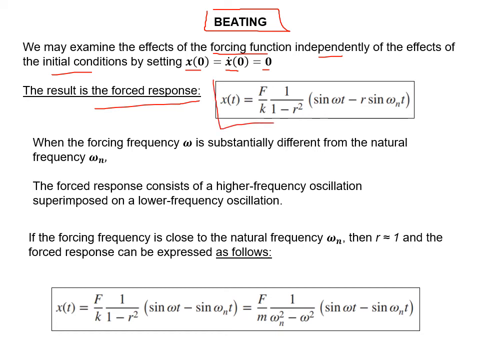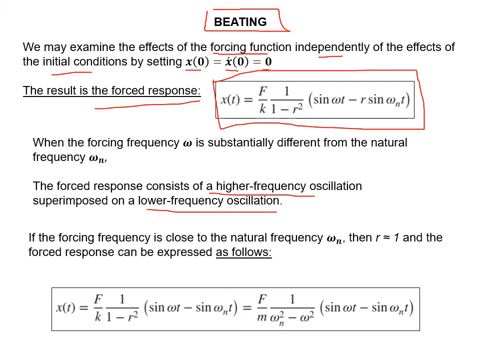So we can see here x of t is equal to F over k times 1 over 1 minus r squared times sine omega t minus r times sine of omega sub n t, where omega is our forcing frequency and omega sub n is our natural frequency. When our forcing frequency is substantially different than our natural frequency, the forced response consists of a higher frequency oscillation imposed over a lower frequency oscillation.